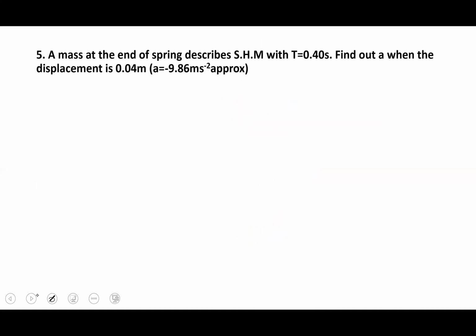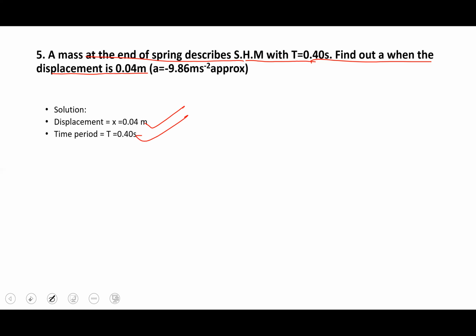Let's move on to question number 5. A mass at the end of a spring is described as SHM and t is equal to 0.4 seconds. Find out a, that means acceleration, when the displacement is 0.04 meters. The acceleration should be minus 9.86 meters per second squared approximately. Now, in this case, the displacement is given to us, the time period is given to us, and the acceleration we have to find.